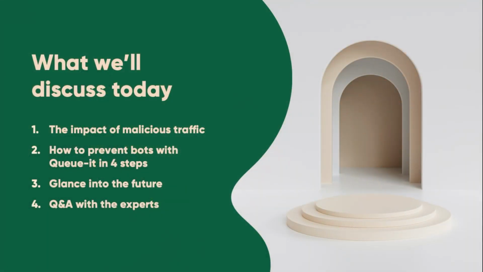So just a quick rundown of the agenda today. We'll go a little bit into the impact of what we call malicious traffic, and also define what we mean by that at Qt. A 4-step process to help prevent bots with Qt. A quick look into the future, what's ahead for bots and abuse functionality, and then, as I mentioned, Q&A with the two experts here, taking advantage of the time we have with them.